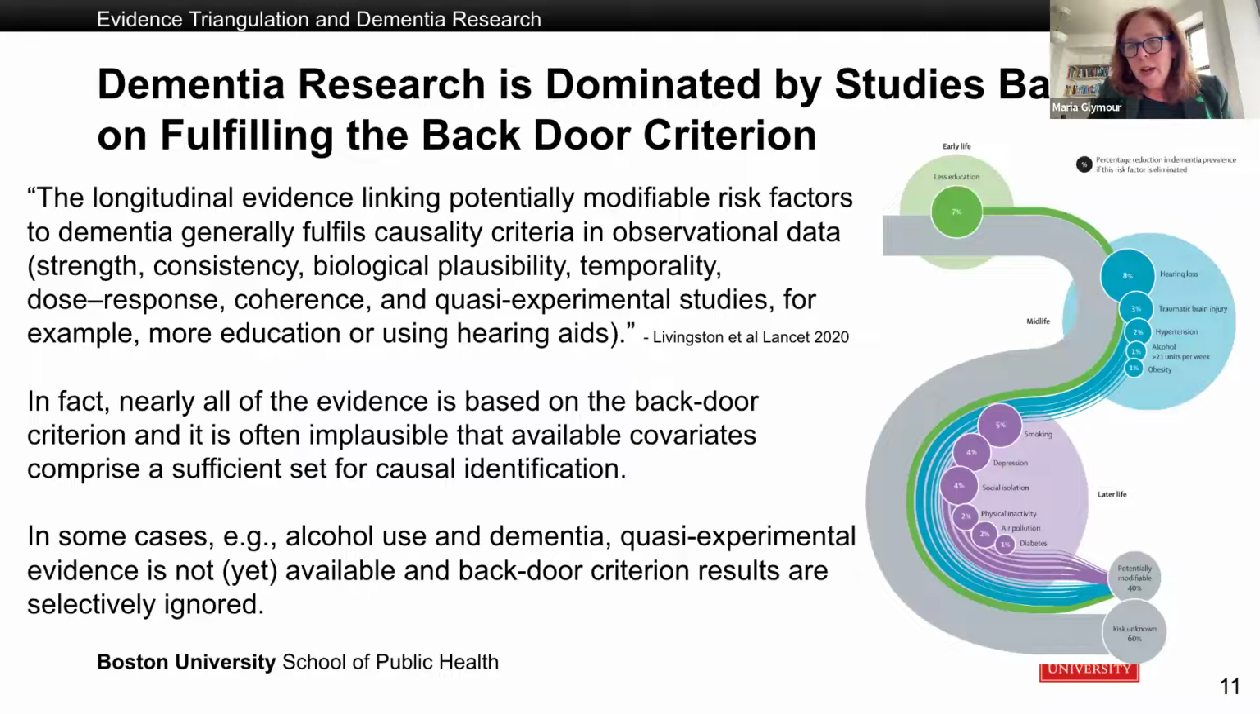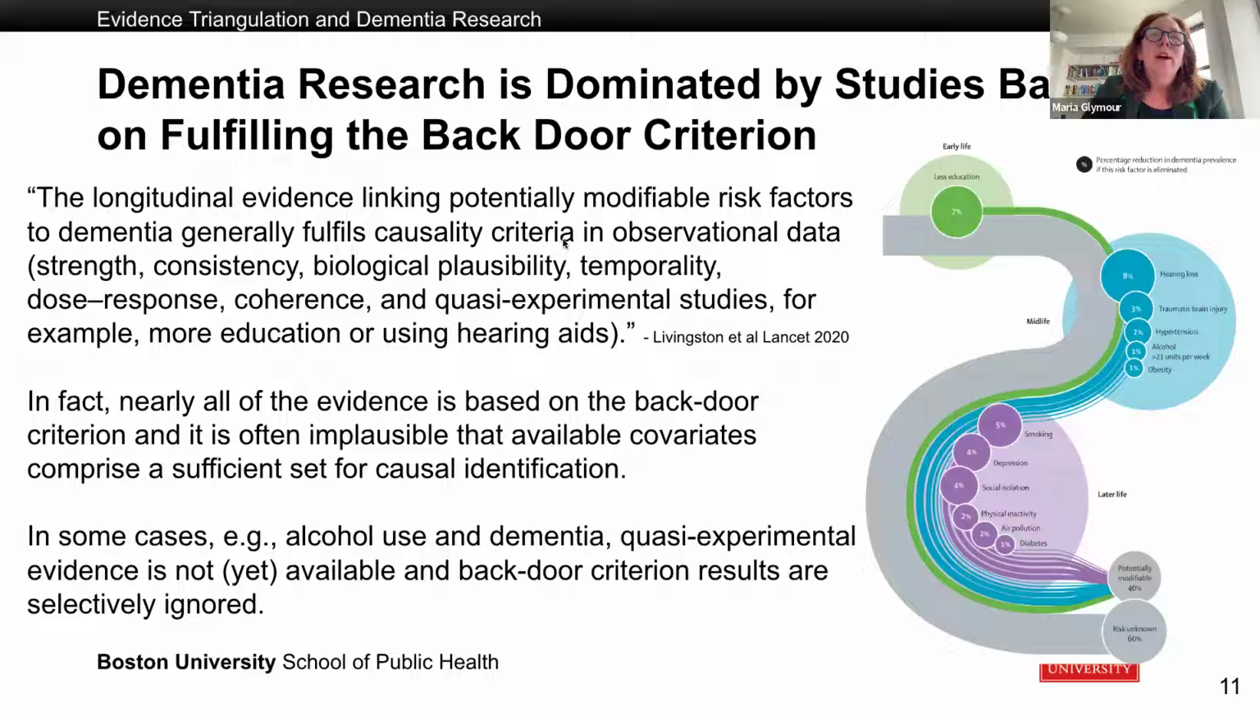Dementia research in particular has been really dominated by backdoor or covariate control approaches. It's very hard to do randomized controlled trials for prevention of dementia for all the reasons I mentioned. A recent major review published in The Lancet, led by Dr. Livingston, went through many different risk factors from early life. This picture here has made population attributable fractions famous in dementia research, from early life, like education, going on through mid to late life, like diabetes and hearing loss.